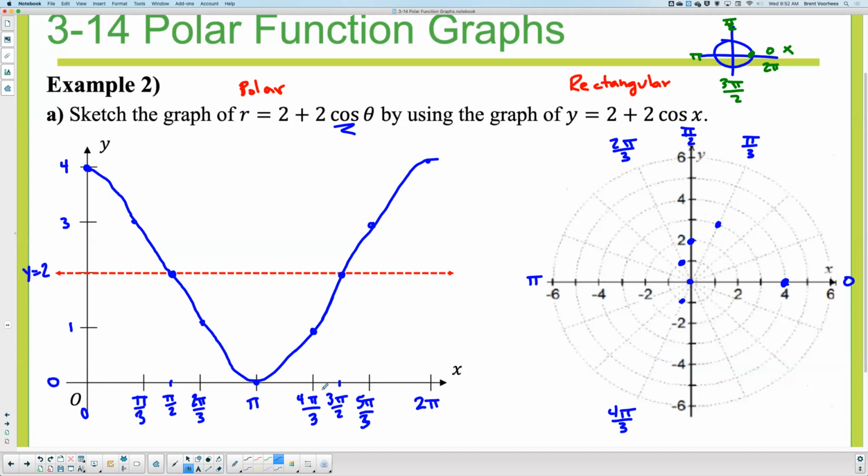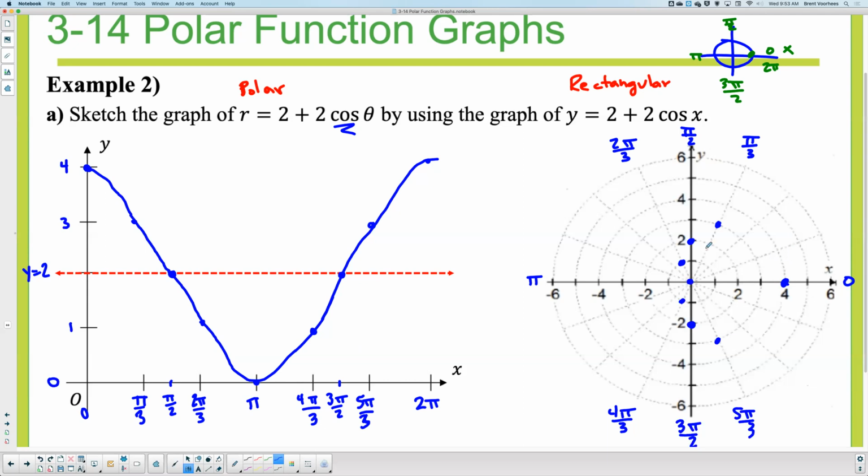Where are we at 3 pi over 2? We have 2. 3 pi over 2, which is right here. You're at the value 2, which means 2 towards it. Where are we at 5 pi over 3? At 5 pi over 3, we are at 3. This is going to be 5 pi over 3 right here. We're on the third circle. And then finally, skip to 2 pi, we are at 4, which is that point.